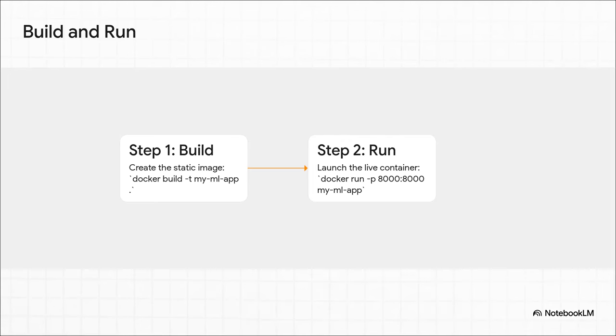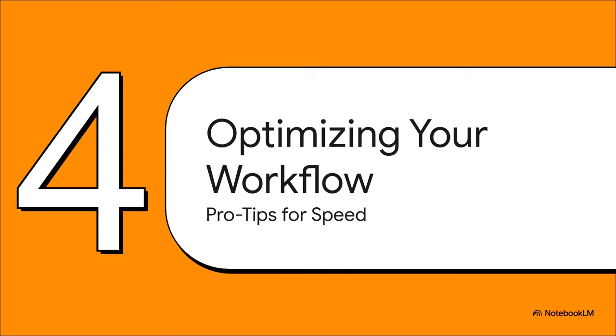And here's the beautiful part. After you write that file, it only takes two simple commands to bring your application to life. First, docker build. This command reads your Dockerfile and builds that static image, your recipe. Then docker run. This takes the image you just built and launches it as a live, running, isolated container, your cake. And that's it. Your entire application is now perfectly packaged and running. So you've got the basics down. You can build an image, you can run a container.